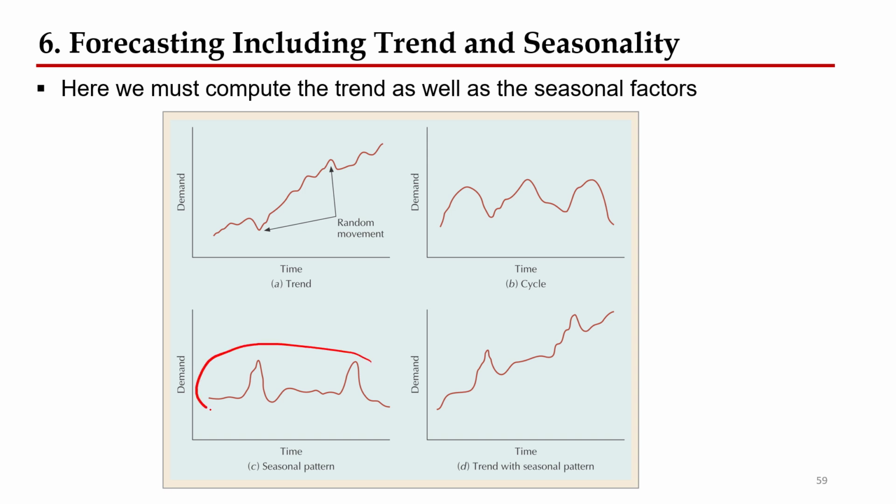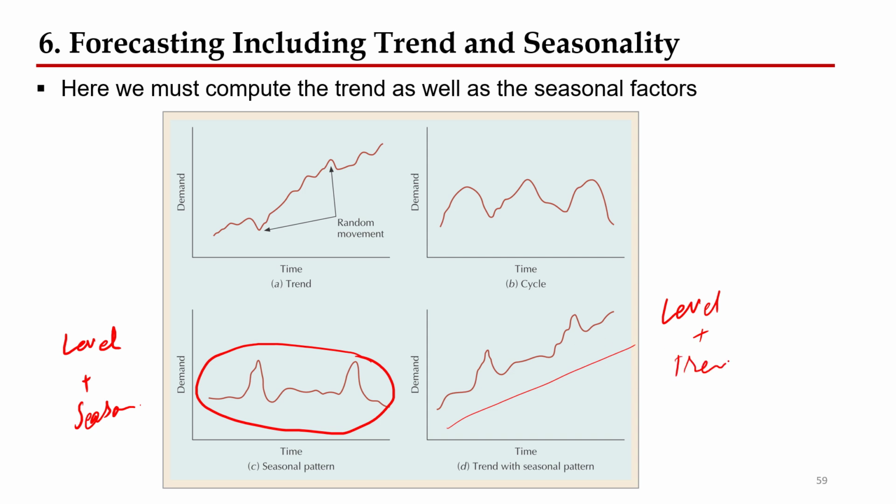If you can see, over here in this time period we only have the seasonality, so there is no trend component. That means we have the level component plus the seasonality component. But over here, we do have the linear trend as well as the seasonality. So in this case, the level component is there, that is the average part of the demand, then we have the trend component, then we have the seasonality component. So how can we do this?